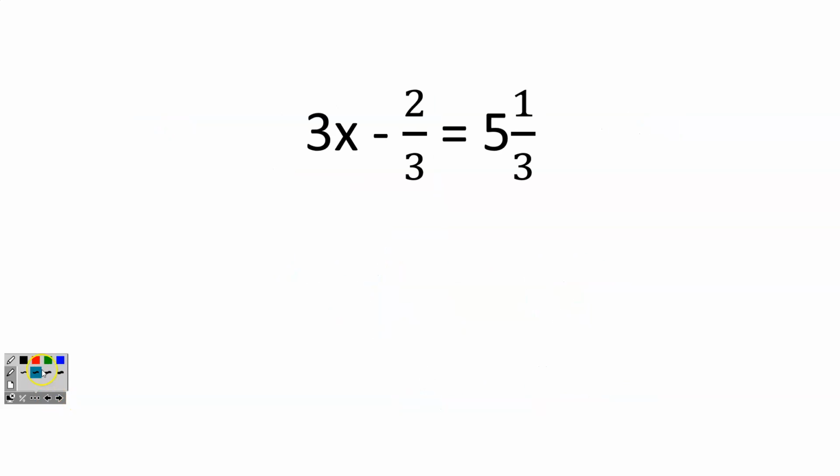And then the last one. 3x minus 2/3 equals 5 1/3. Draw my fence. I need to get rid of the term that does not have a variable, which would be this 2/3. So the inverse operation would be to add 2/3. I'm going to do that to both sides.